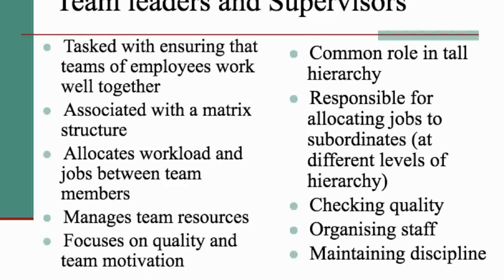Supervisors are much more likely in a functional structure or a geographical structure where there's some tall hierarchy available. They might have a more narrow span of control. They'll allocate the jobs to the appropriate staff, check the quality, organise the staff and maintain the discipline. So there is actually quite a bit of a crossover here. It's more likely that team leaders will go with the matrix structure and supervisors are likely to go with a functional structure or a tall structure.